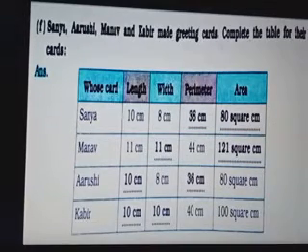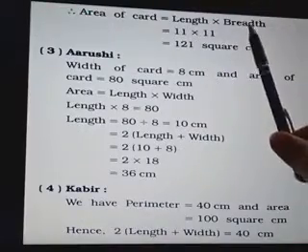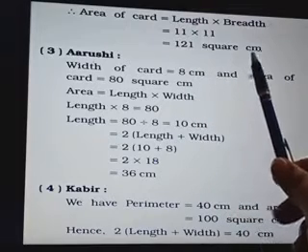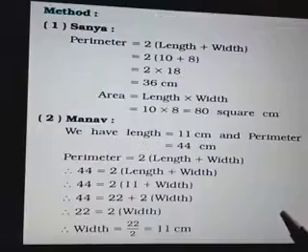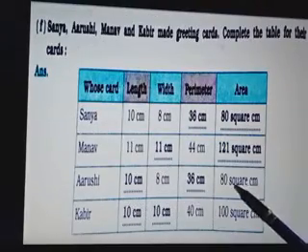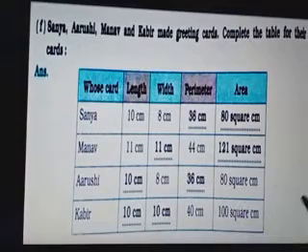Clear? Now we have to find the area. So length multiplied by breadth, 11 multiplied by 11, 121 square centimeter. Clear? Now Arushi, width is given and area is given, right? And we have to find its length and its perimeter.